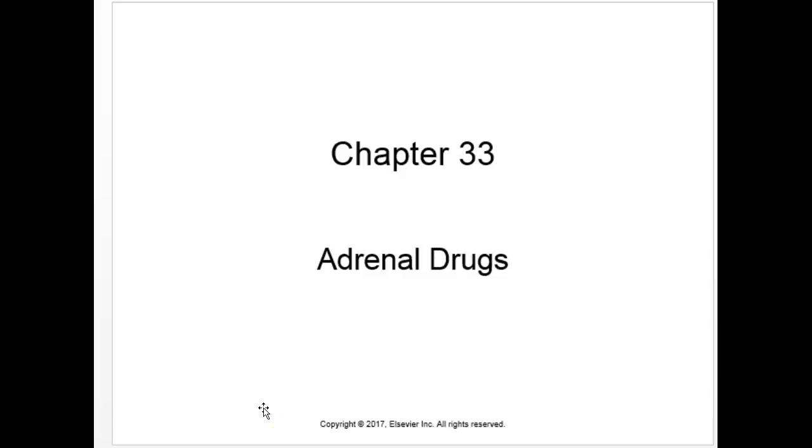Okay, chapter 33, adrenal drugs. The adrenal gland is part of the endocrine system, and it includes the adrenal cortex and the adrenal medulla. Each portion has different functions. They secrete different hormones.